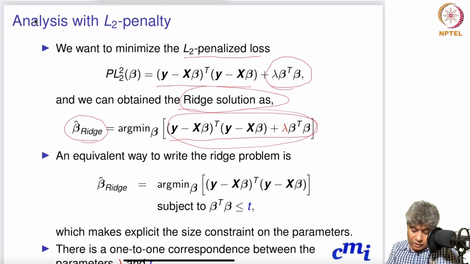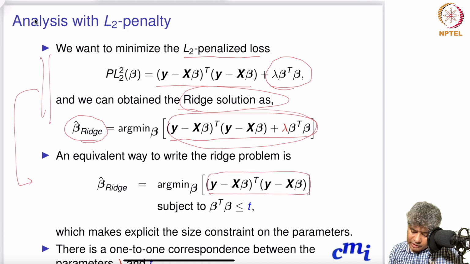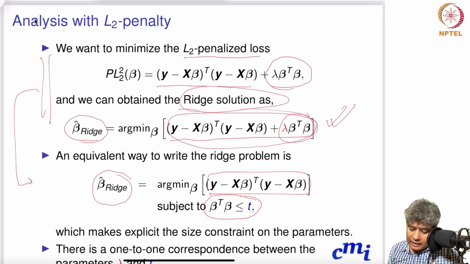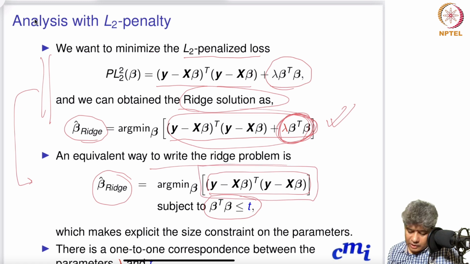The equivalent construction is, you just minimize the residual sum of squares, but subject to this constraint. This also gives you the same Ridge solution. Either you minimize this entire objective function, which is sort of a Lagrange multiplier kind of effect, or you just solve it as a constrained optimization. Here you minimize the residual sum of squares subject to the constraint beta transpose beta is less than or equal to t.